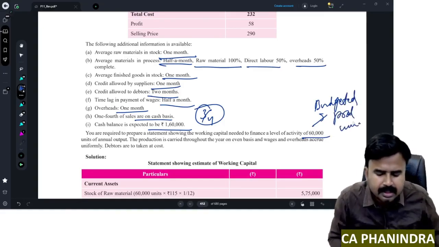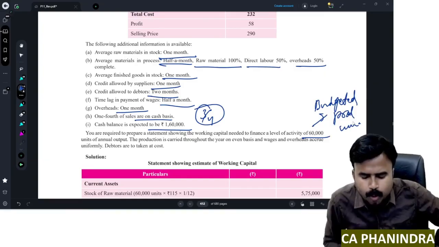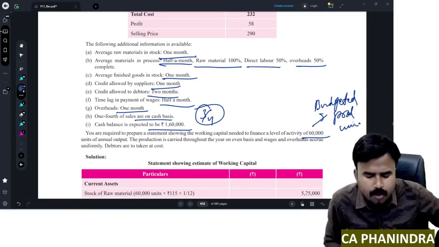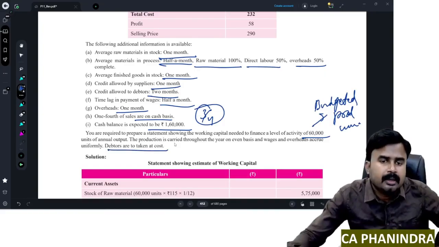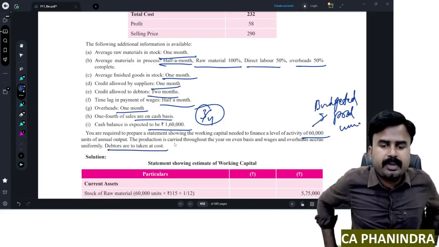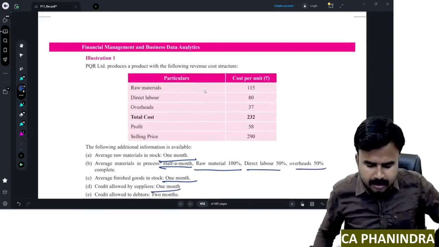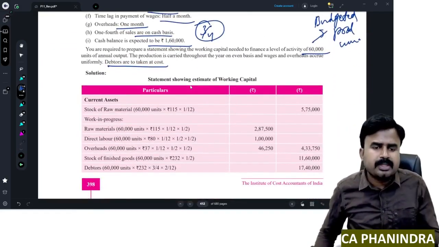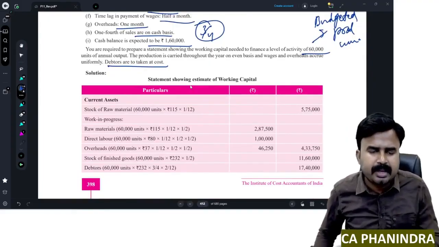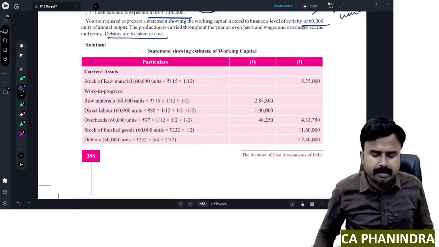Budgeted production units. The production is carried throughout the year on even basis and wages and overheads accrue uniformly. Debtors are taken at cost. You have to consider cost for calculating investment in debtors. That's the point you must remember. Now, the cost statement is already given and inventory norms are right away available, so I can estimate the working capital requirement. I can prepare the statement directly.